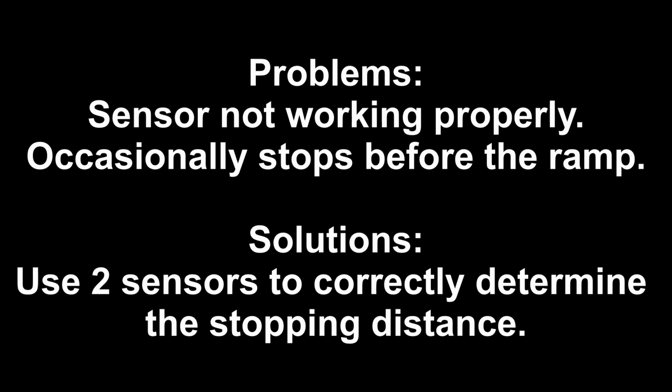The problem that we faced was, the sensor was not working properly, and also since the sensor was located at the bottom of the vehicle, occasionally when it approaches the ramp, it will detect that it's 5 cm away from the ramp and the prototype would stop. To overcome this, we proposed using 2 sensors to correctly determine the stopping distance. If both the sensors have the same reading, the vehicle will stop, and if both the sensors have different readings, the vehicle will continue to move.